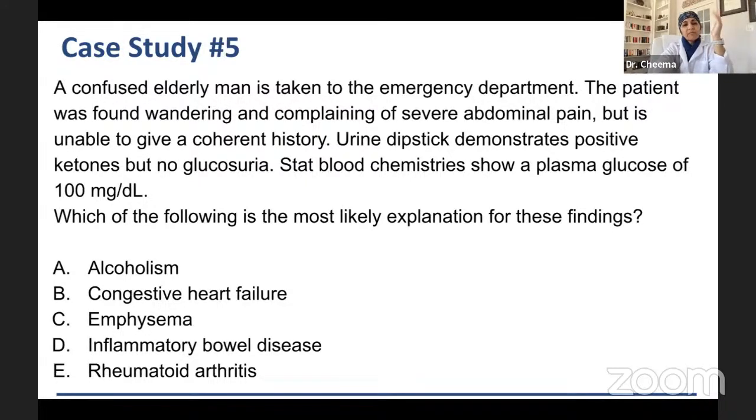So I would say in this scenario, it's alcoholism. We should be aware that ketoacidosis can be seen in conditions other than diabetes mellitus. The two most important are starvation and chronic alcoholism. The mechanism of ketone production in chronic alcoholics appears to be a combination of alcohol withdrawal and starvation with increased free fatty acid release.